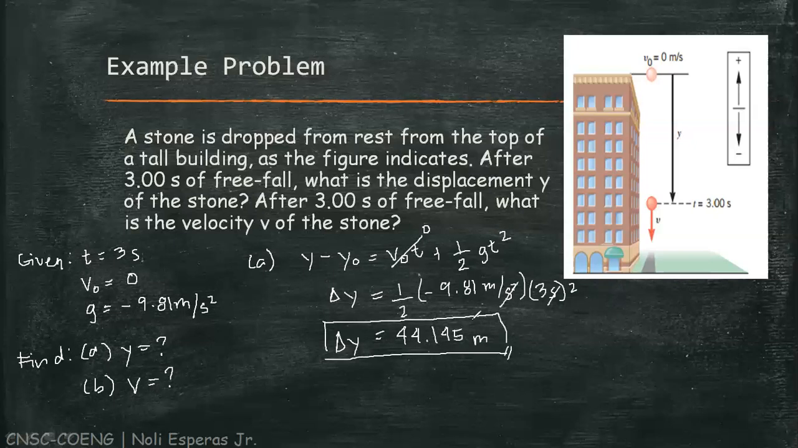So meaning from rest, after 3 seconds of free fall, the stone is at an elevation of negative 44.145 meters, since our origin is at the top of the building. Since it's going downward, we're going to have a negative displacement. So our displacement is negative 44.145 meters.